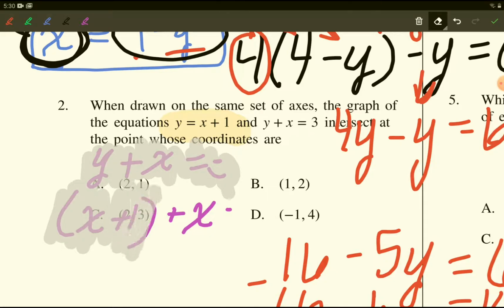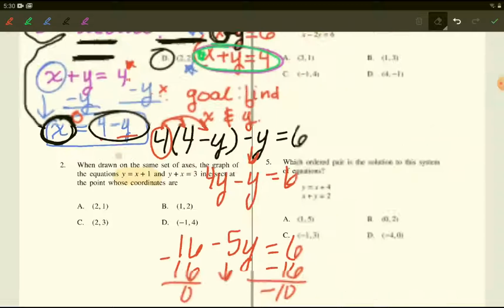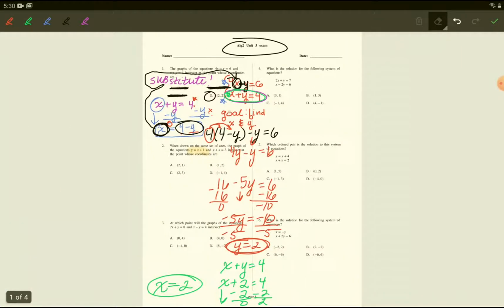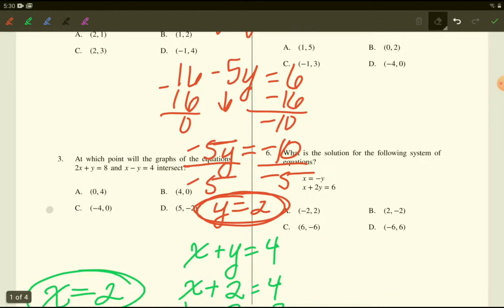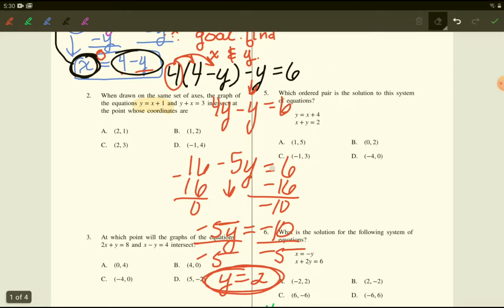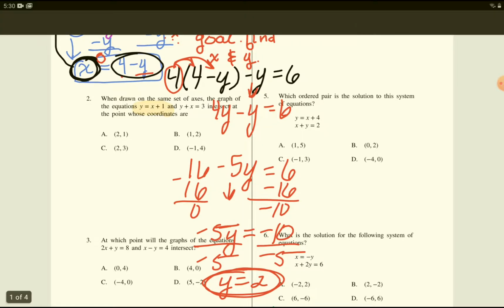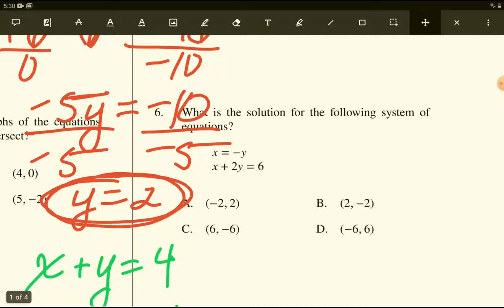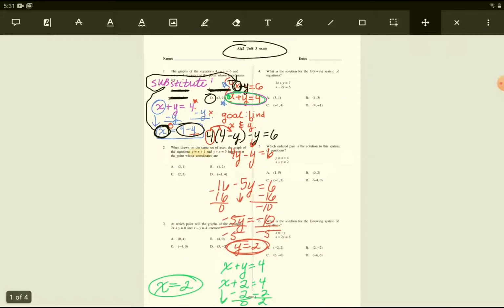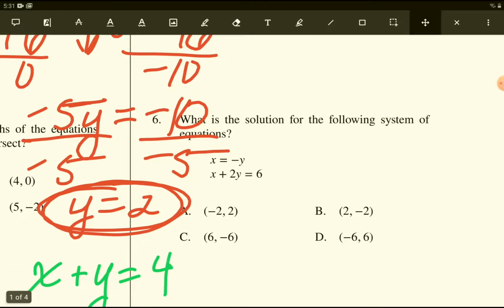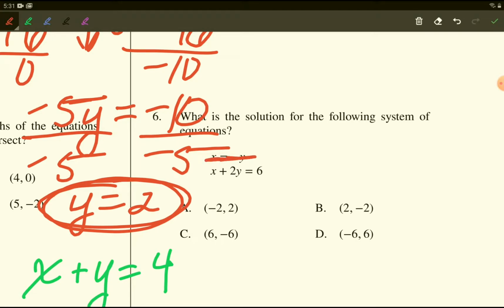Okay, moving on. Moving on. Exactly the same. Number 3, exactly the same. Number 5 is exactly the same. Number 6, exactly the same. Very straightforward. You just plug one variable into the other. See, here they isolated it for you.